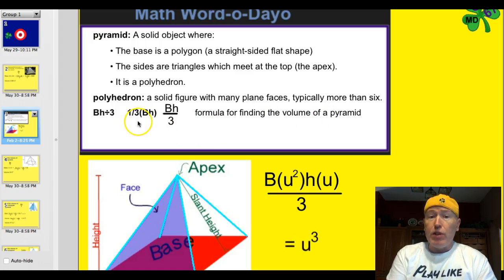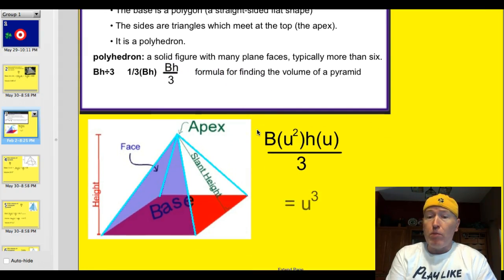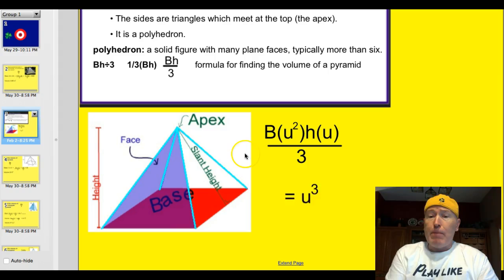And then there are several different ways that you can determine this. Base times height, again, notice the capital B, the base times the height divided by 3, or 1/3 base times height, or the one I use, base times height divided by 3. These are all your different formulas. So when you think about it, you've got the base, which is our unit squared, times the height, which is a linear unit. There's just one, or you can think of it as an exponent of 1, and that will give you an answer in units cubed.